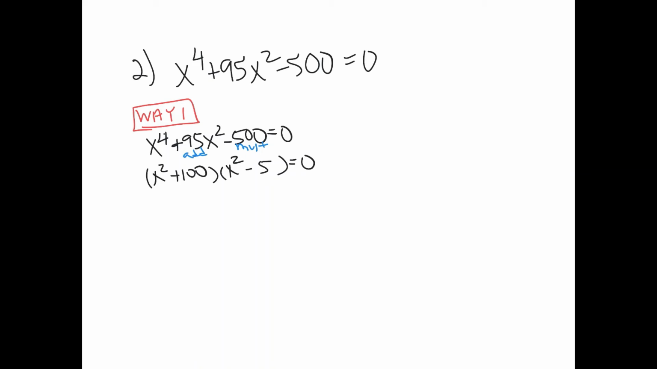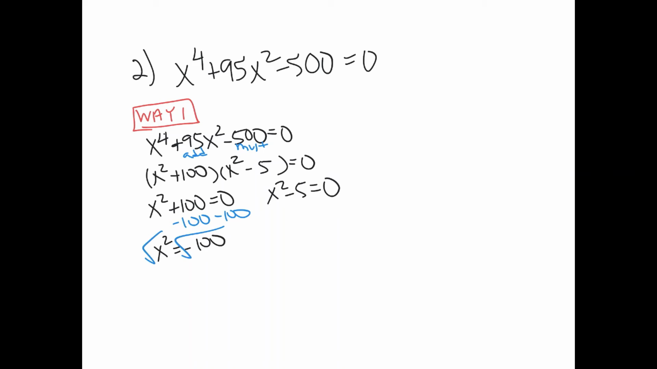Well, next I can use what's called the zero property. If I multiply to get 0, that means that one of these must be 0. So x squared plus 100 equals 0, and x squared minus 5 equals 0. Isolate to find the x, so I can subtract 100 on both sides. x squared equals negative 100. Square root. x equals, again, square root of 100 is 10, but since I have a negative, that means that I have an i. So this is plus or minus 10i.